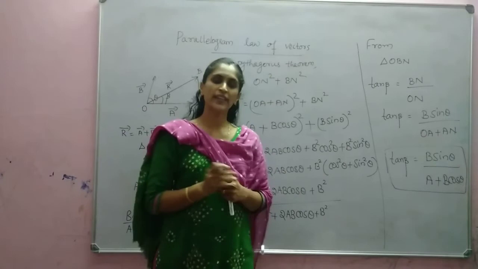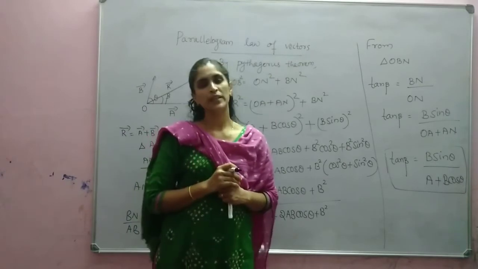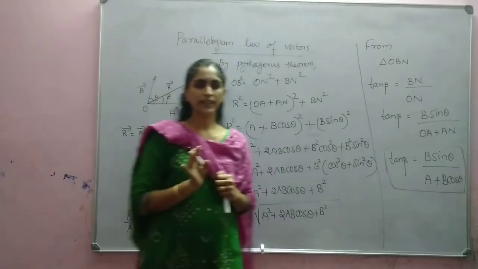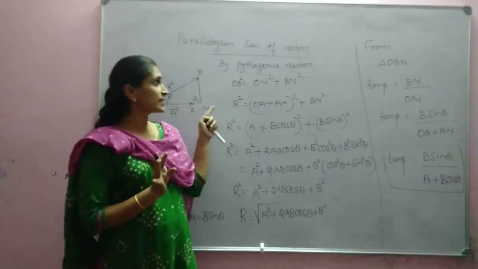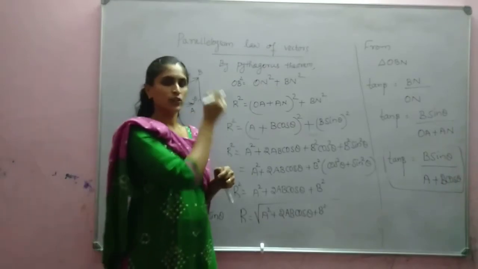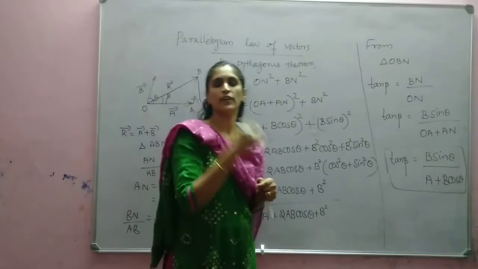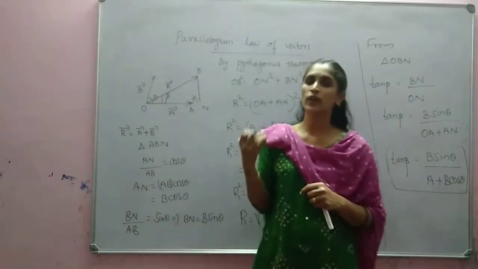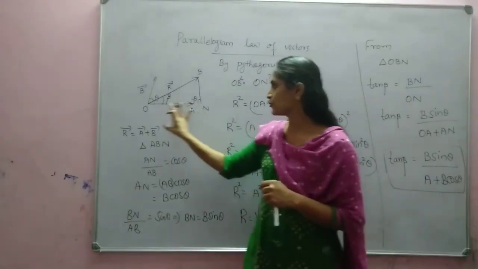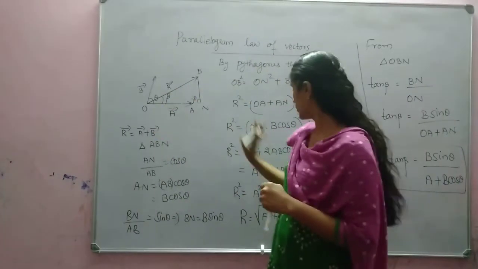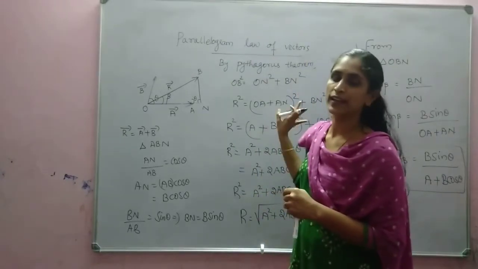So once you find tan beta, you can find beta also. Okay. Is it clear? Understood? So this is how we can apply the parallelogram law of vector addition to find the resultant both in magnitude and direction.